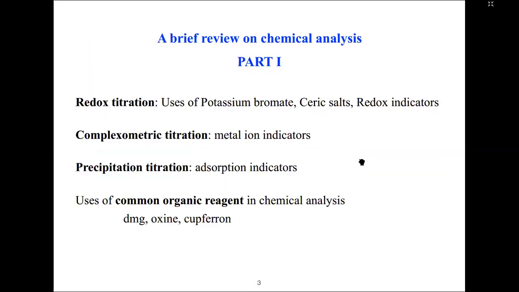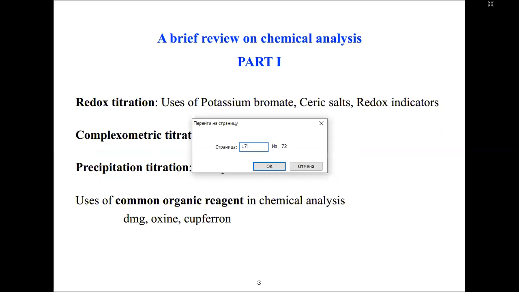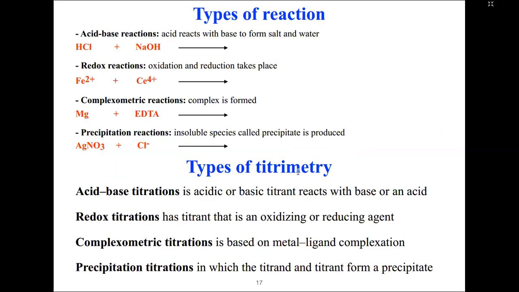So let's go back to the syllabus and see what we're supposed to discuss in these two topics. In complexometric titration, we have to discuss metal ion indicators. And in precipitation titration, we have to discuss adsorption indicators. Before we go into the topic, let's revise this slide one more time.